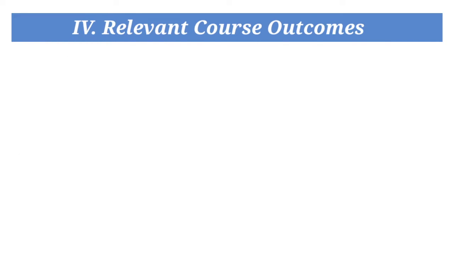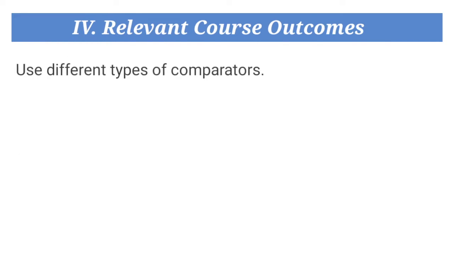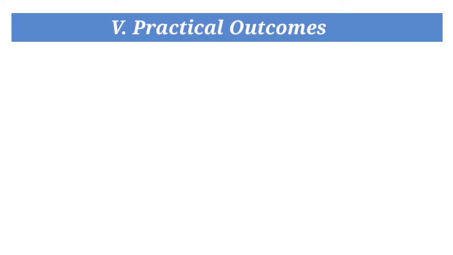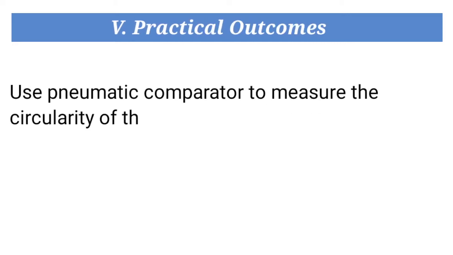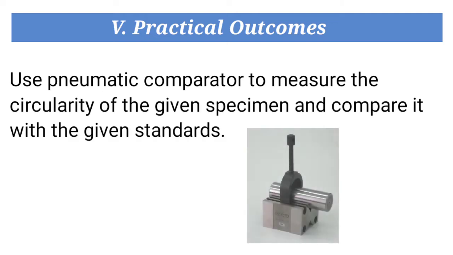Relevant course outcomes. The student should be able to use the different types of comparators. Practical outcome. Use a pneumatic comparator or electronic comparator to measure the circularity or roundness of the given specimen and compare it with the given standard.